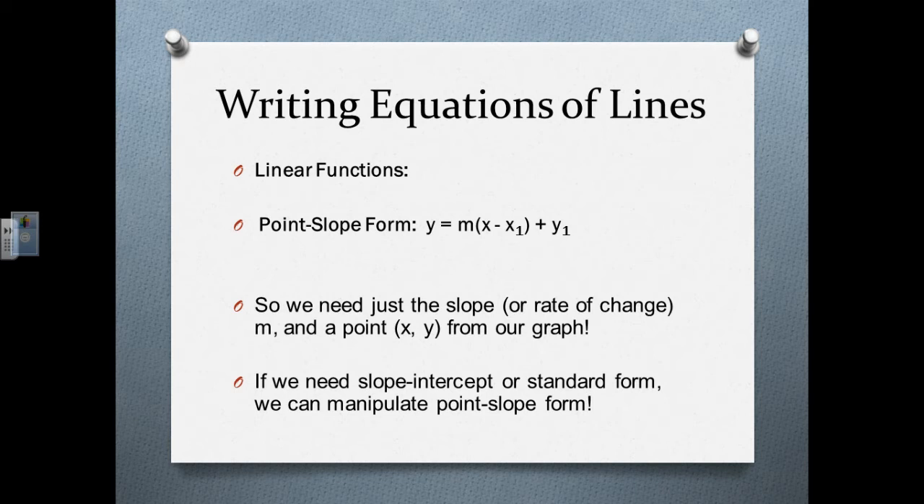We had a special form for horizontal lines. We had a special form for vertical lines. Now, the good news is when we write equations of lines, as long as it's a linear function, we only need one form to write the equation, and that would be point-slope form, which is y equals m times x minus x1 plus y1. So we only need two pieces of information to write the equation of a line from a graph. We need the slope or rate of change, m, and then we need any point on the line xy, which is the x1, y1 in our equation.